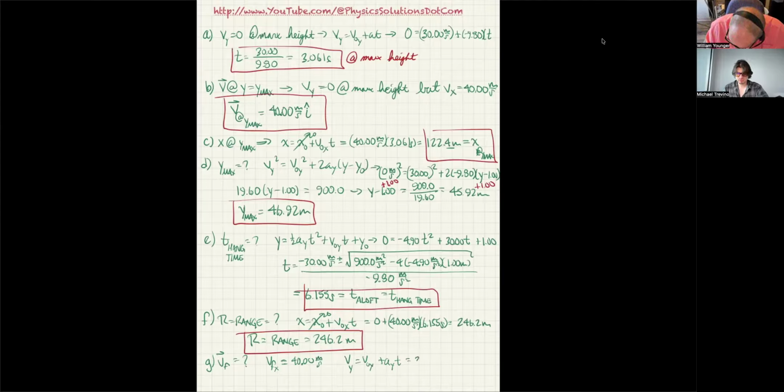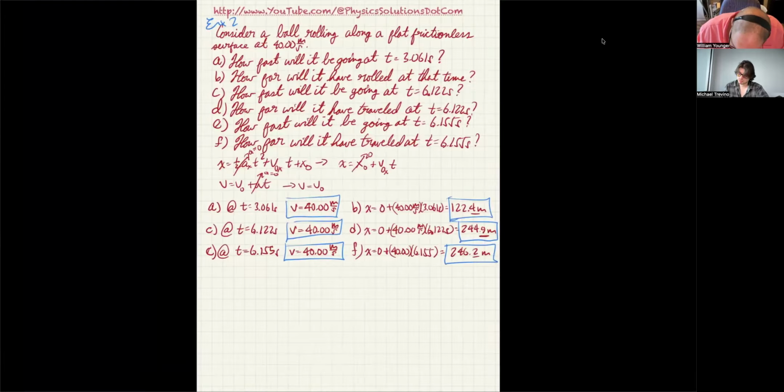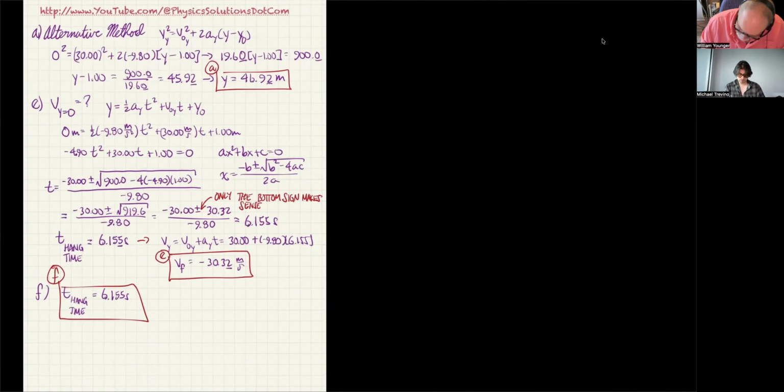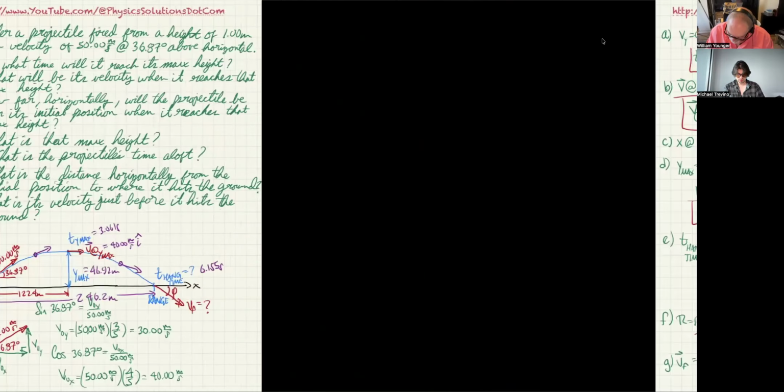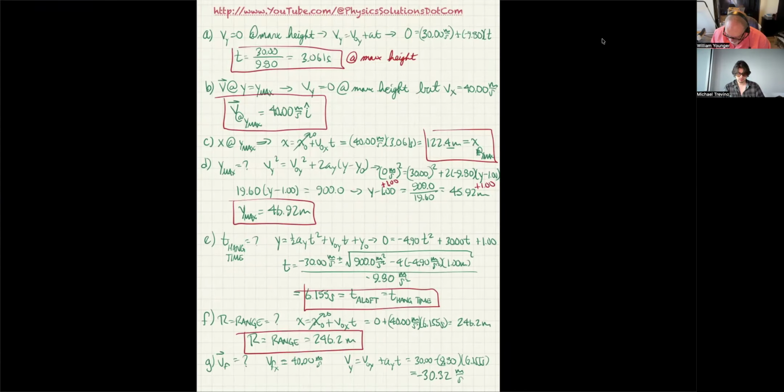So what I had was the initial velocity was 30 meters per second upward minus 9.80 times the time, which is 6.155 seconds. And this should give us our final component of velocity. And if you remember correctly, that turned out to be negative 30.32 meters per second. I'm going to double check my math. Yeah, negative 30.32 meters per second. But you can get that from just doing the math that I just showed you. So that's our y component of velocity, downward.